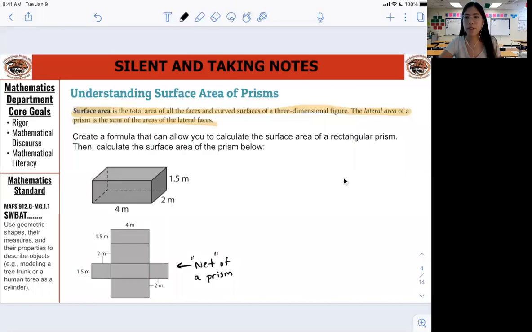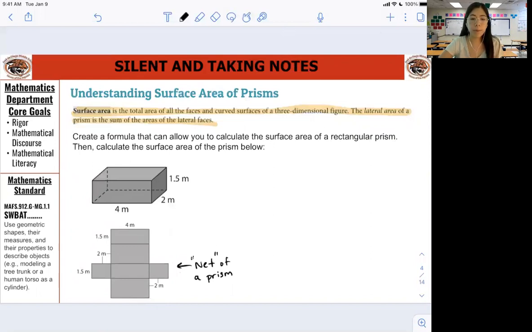Yes, that's another way. When you buy a bunch of boxes from UPS or USPS or FedEx or whatever, they come like this, and then you have to put them together. So that's basically what a net is.